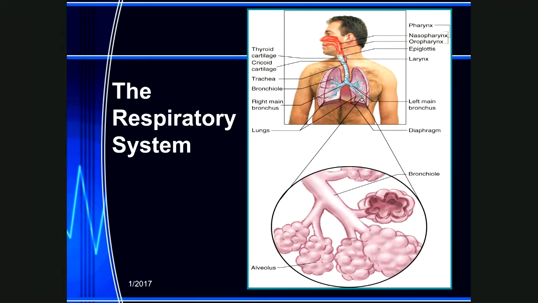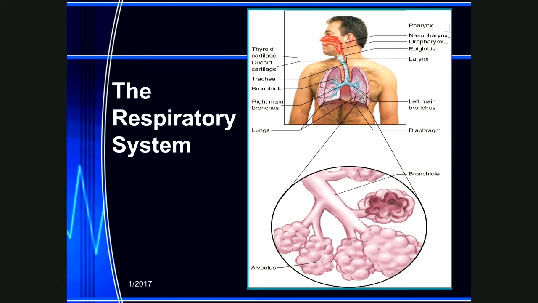The air, when it enters the nose, proceeds through the nasal pharynx, and if it enters through the mouth, it proceeds through the oral pharynx. The area of the oral pharynx is also known as the hypopharynx. It's where the pharynx and the oral pharynx come together at the back of the throat. It's also known as the hypopharynx.